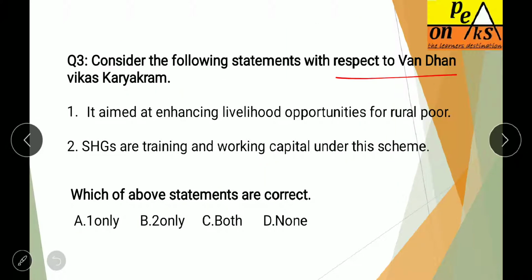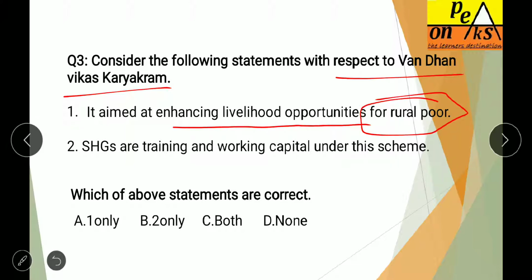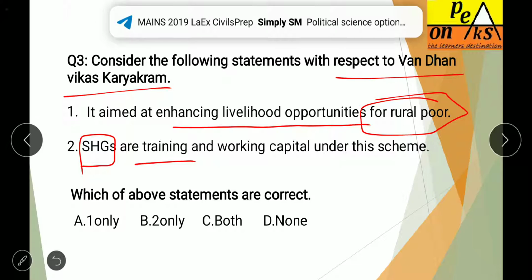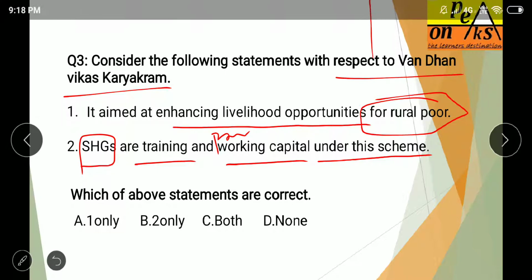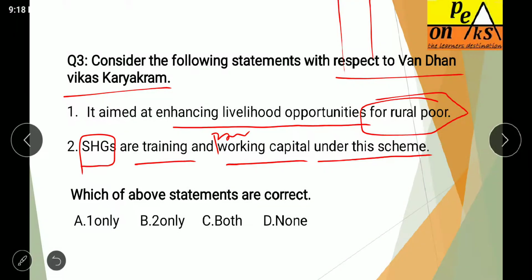Third question. Consider the following statements with respect to the Van Dhan Vikas Karyakram. Statement 1: it is aimed at enhancing the livelihood opportunities for the rural poor. Statement 2: self-help groups are trained and provided working capital under this scheme. Which of the above statements are correct? Option A, 1 only. Option B, 2 only. Option C, both. Option D, none.